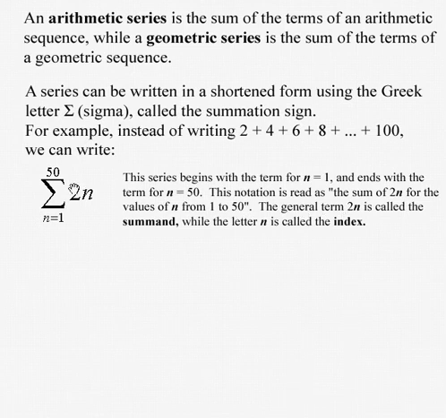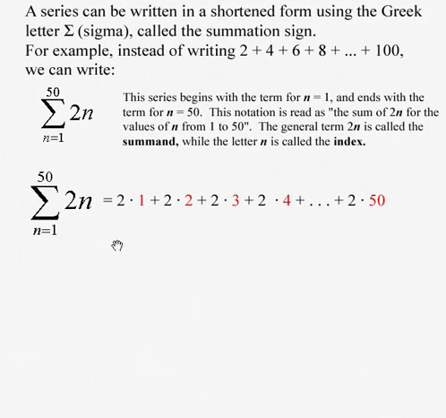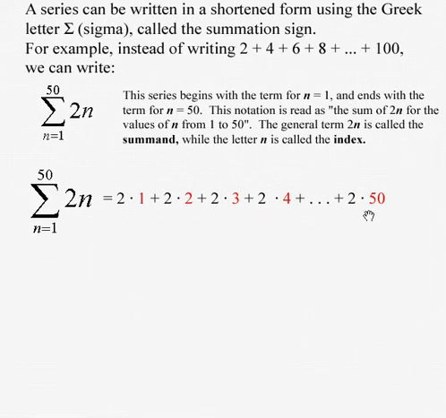The general term, 2n, is called the summand, while n is called the index number. So we're keeping track. We've got our general formula for the terms themselves, and then n is the term number that we're referring to in this series. If we were to expand that series and look at it a little bit more in depth, that means we're going to replace n with 1, replace n with 2, replace n with 3, replace n with 4, all the way up through n, including replace n with 50.